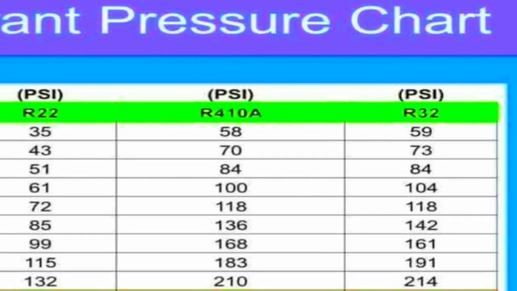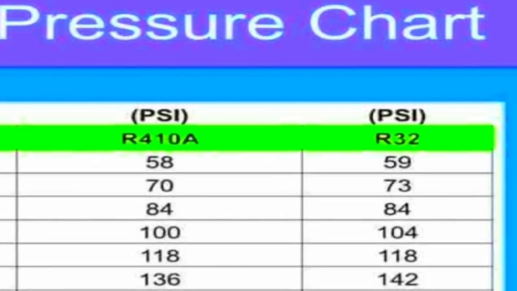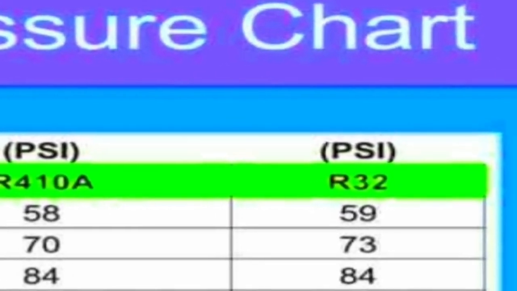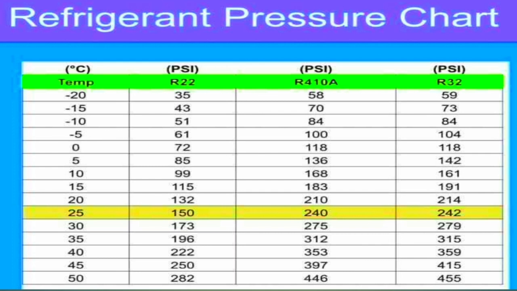Today our video is about the refrigerant pressure chart. Today we'll discuss how these pressures differ at the ambient temperature. This chart is given in 4 columns. In the first column it gives us the temperature in degrees Celsius, and in the second column is the pressure of R22 Freon, and in the third is R410, and in the fourth R32.